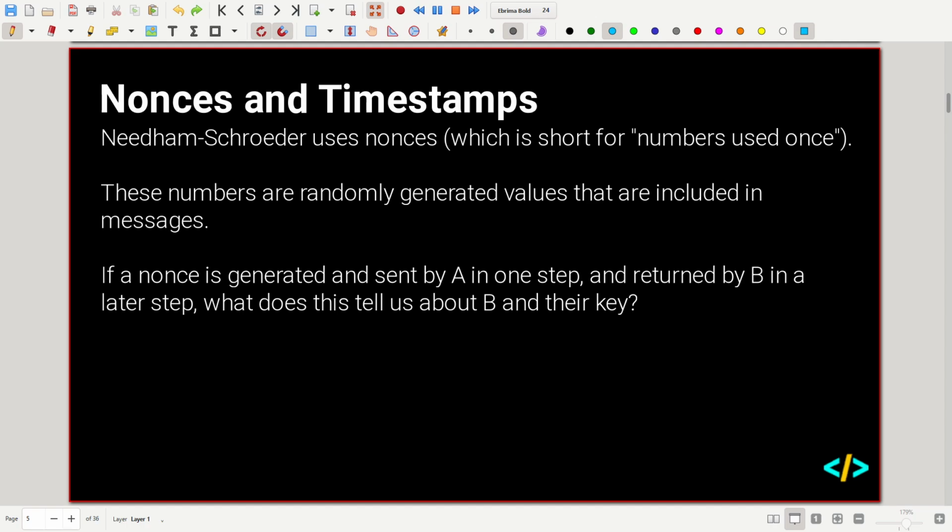If a nonce is generated and sent by A in one of the steps, and then it's returned by B in a later step, what could that mean in terms of B? Why might we want to send a nonce to someone? What can anyone think of why that might be useful? Okay, so we'll explore this.